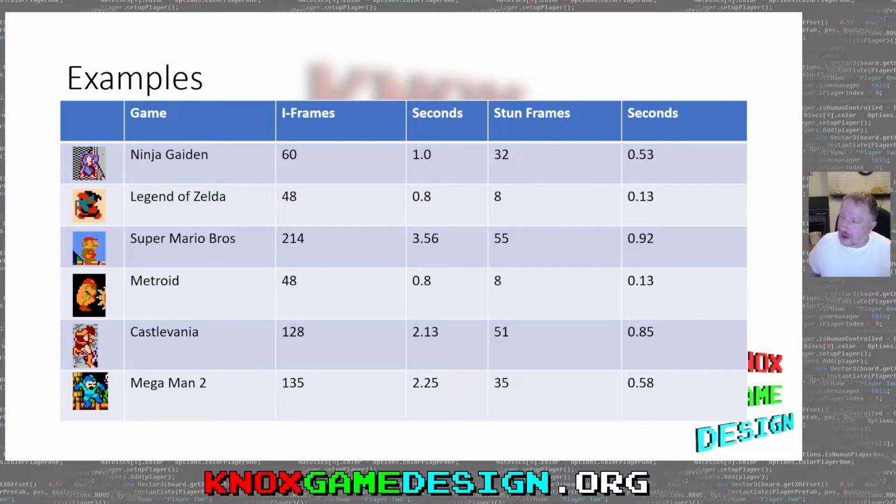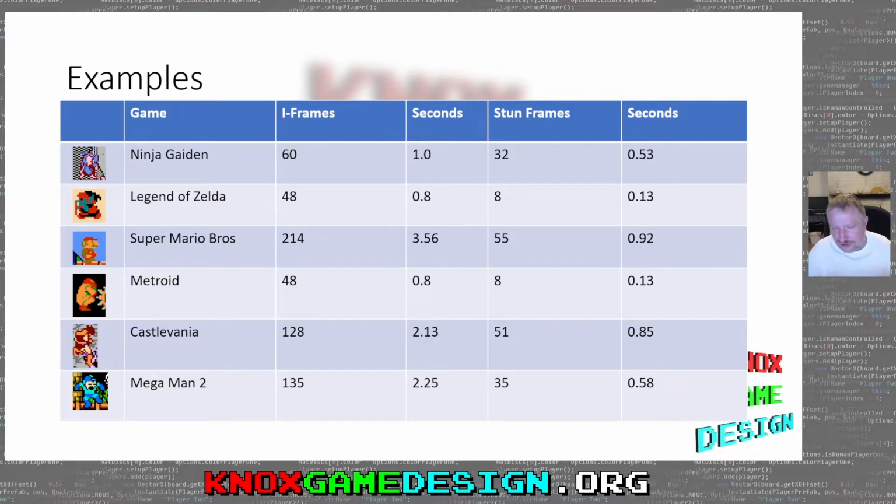Then I also went back and looked at the amount of time from when the player was hit and then when the player is able to start moving again. So that's your stun frame. So 32 stun frames, which is a little bit more than a second.